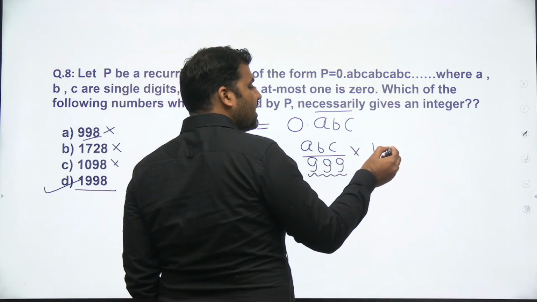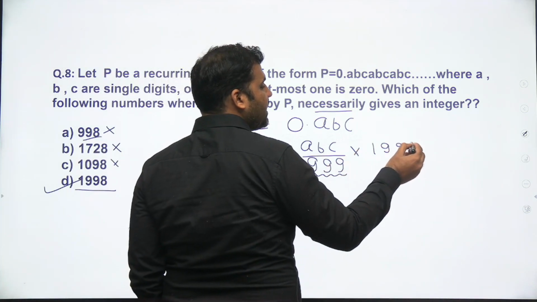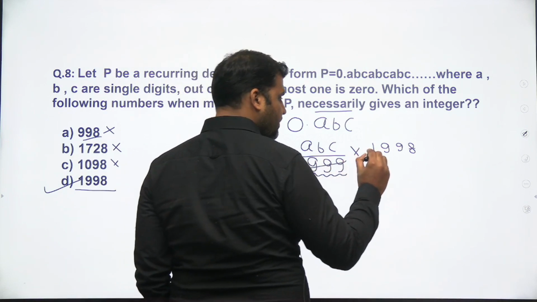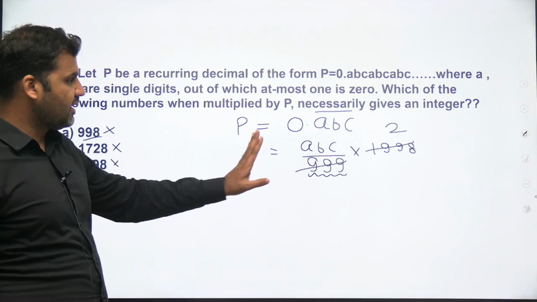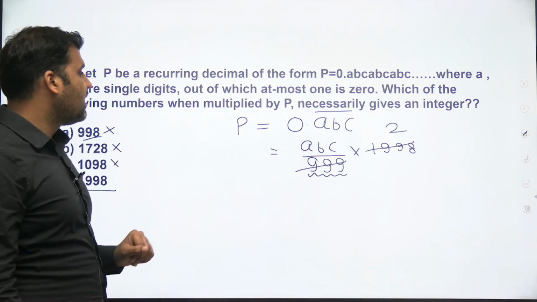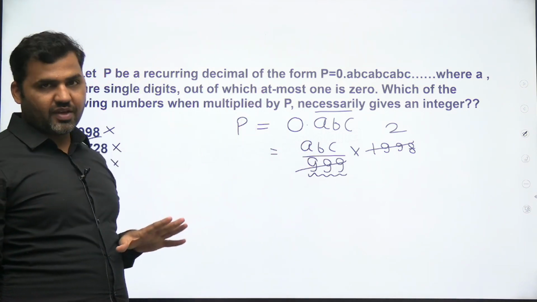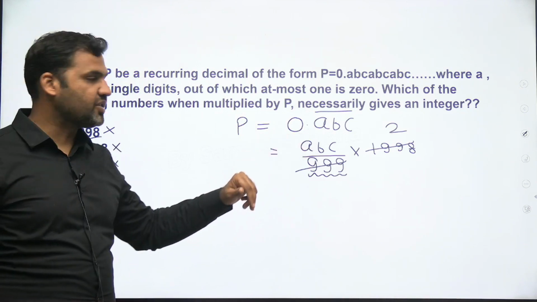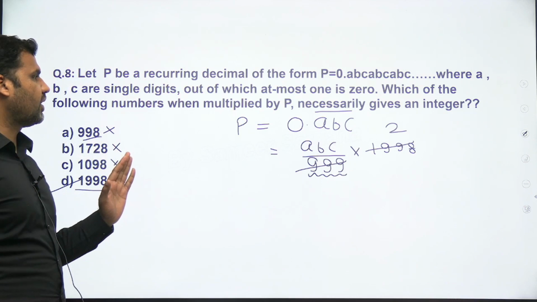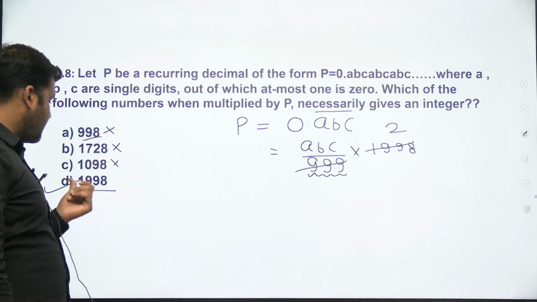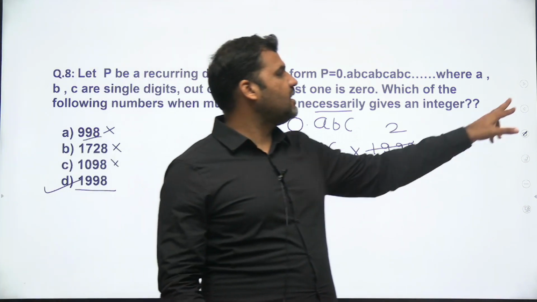If I multiply this number with 1998, you see that 999 is a factor of this number. So I'll get my answer. I'll get an integral value as a resultant. And because at most one of ABC is 0, it's not that all 3 can be 0. Finally, the resultant value will be an integer. Okay, so this was question number 8. The answer is D option. This was slightly easy.